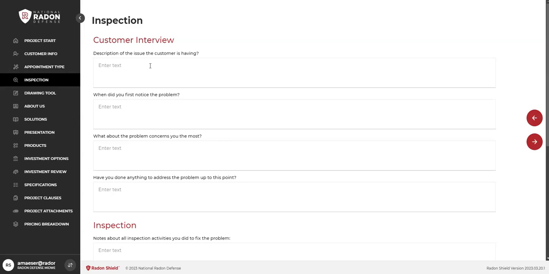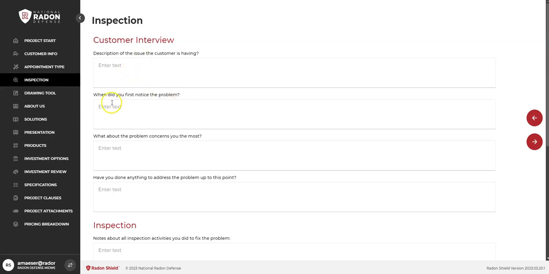But when you get into the questions with this homeowner on a reactive service appointment, you're going to want to have a description of the issue the customer is having. Listen to them, use their words, write down some brief notes with either a stylus or typing it into your tablet here on this form.